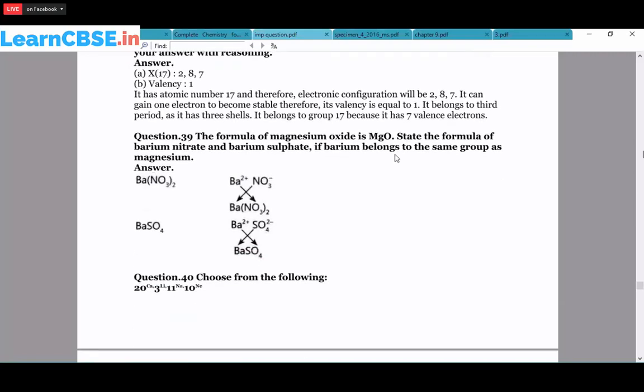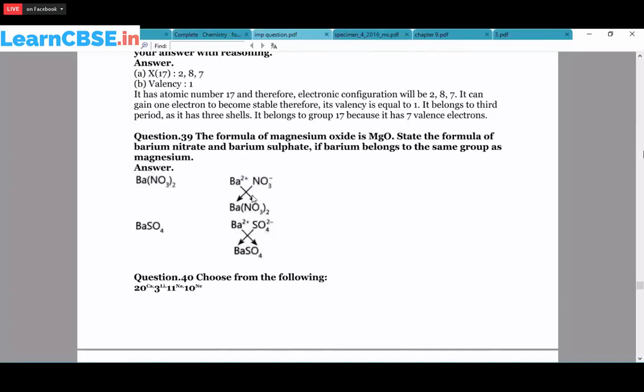Next, the formula of the magnesium oxide is MgO. State the formula of the barium nitrate and barium sulfate if barium belongs to the same group as the magnesium. Okay, so the same group means the valency will be the same. So the magnesium is present in group 2, so it indicates that barium is also present in group 2, so it's having a valency of +2 charge.